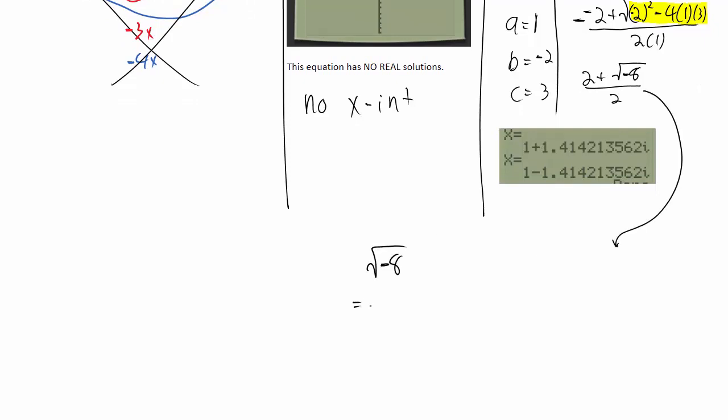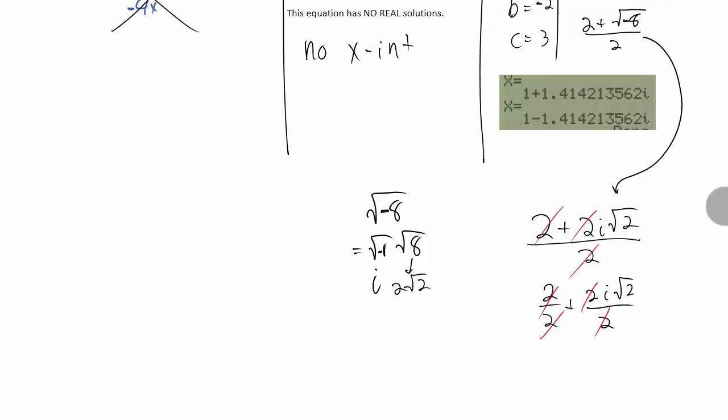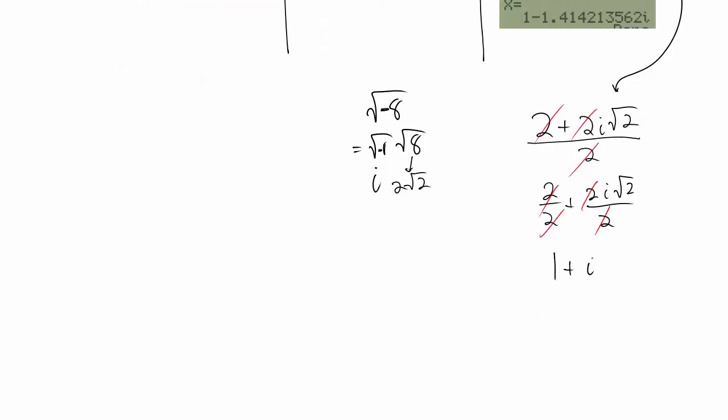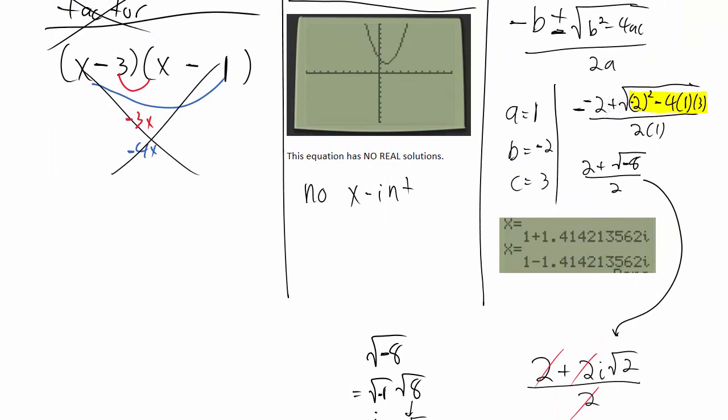I'm going to simplify that radical. The square root of negative 8 is the square root of negative 1 times the square root of 8. You can reduce the radical: that's 2 times the square root of 2, by prime factoring it and pulling out the pairs of 2's. Then I can divide everything by 2. So 2 divided by 2 is 1, and the 2's cancel out, so you just get i times the square root of 2. That's where I get 1 plus square root of 2i and then 1 minus square root of 2i.